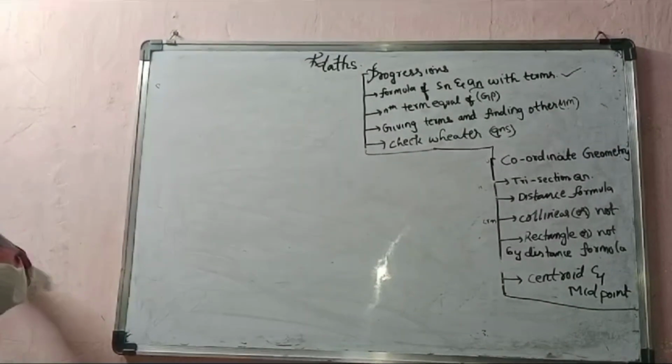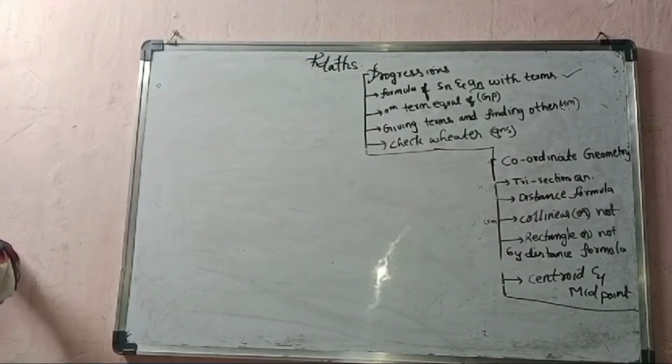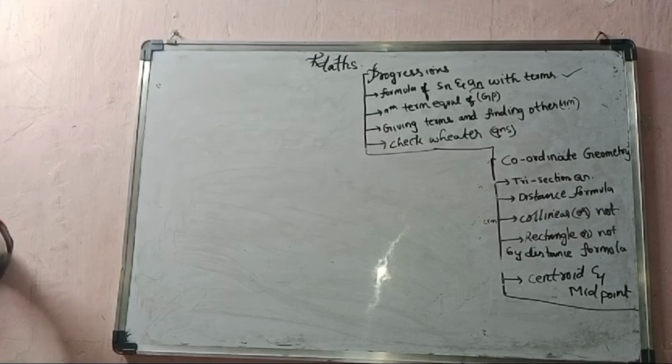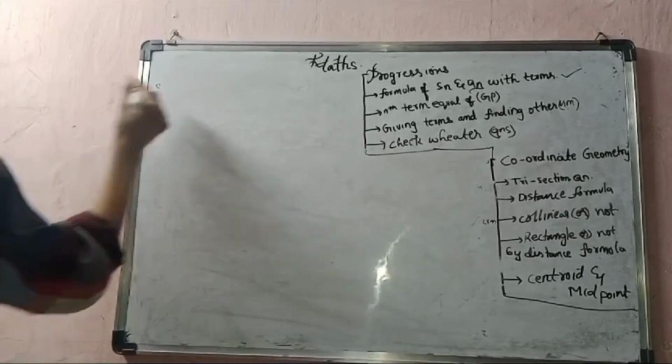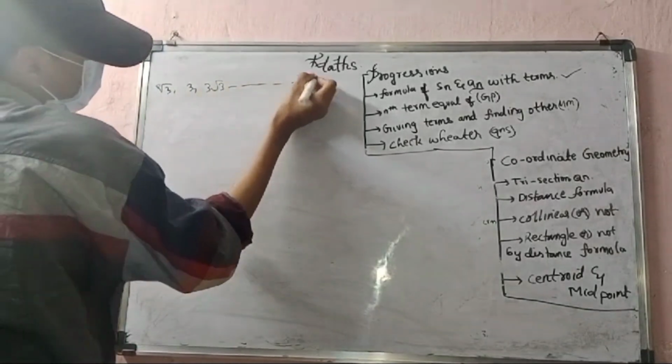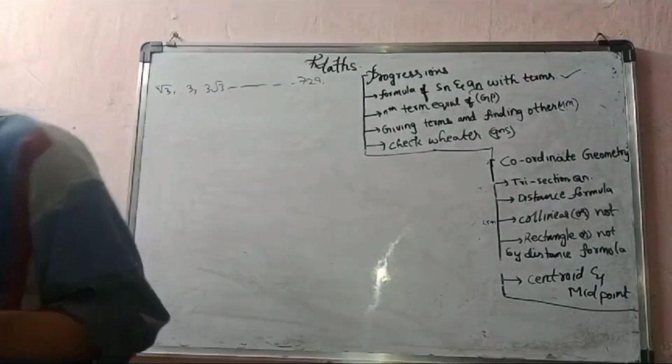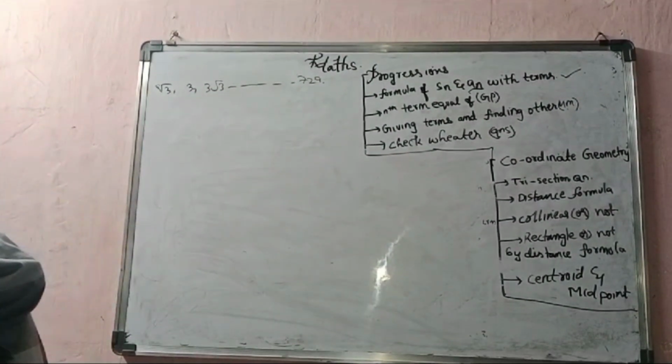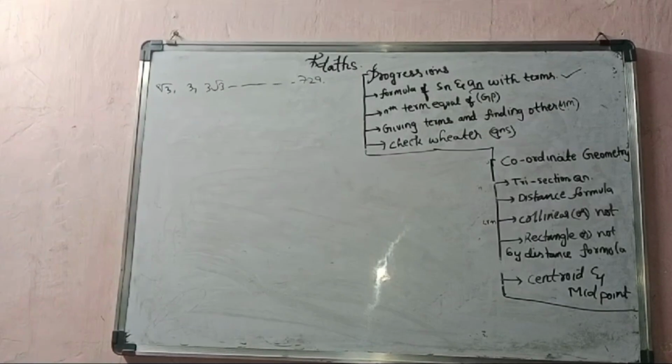Just let me see the question. 3 root 3, they have given. What have they given? This is a GP question. Root 3, 3, 3 root 3, and so on, up to 729. Okay? Now what should we find in this? We should find the n value. Okay, which term is 729.